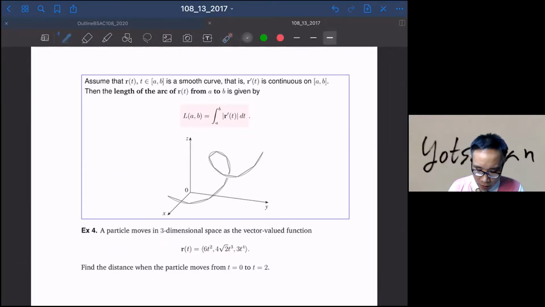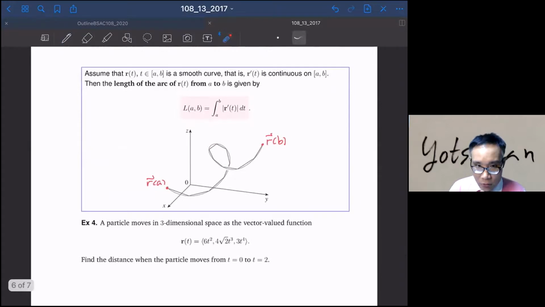So if you are moving from a here to b, you'd like to know how far you move along this curve from a to b. So it's going to be L_AB. The notation is kind of the same as the arc length that we studied last semester. So you have L_AB equal to the integral from a to b of the norm of r prime t dt.